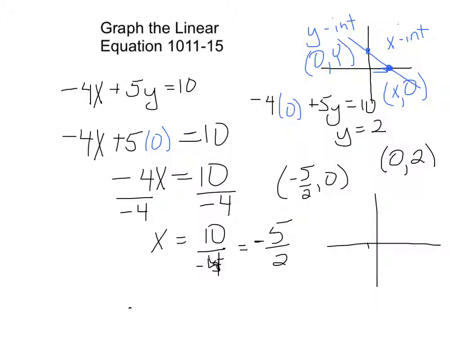Okay, negative 5 halves is 2.5, so that would be about right there. And then 2 would be about right here. And here would be my line. Now, there's an alternate way to do this by changing the formula into slope-intercept form. Let me show you how to do that.